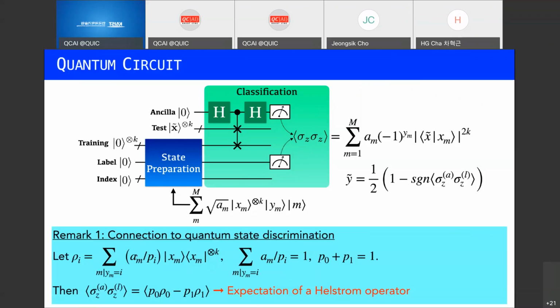So the first interesting remark is that if we look into the details of this formulation, it looks a lot like quantum state discrimination. It's not exactly quantum state discrimination because we're still measuring an expectation value, but it seems there is some connection between quantum state discrimination and quantum classification.